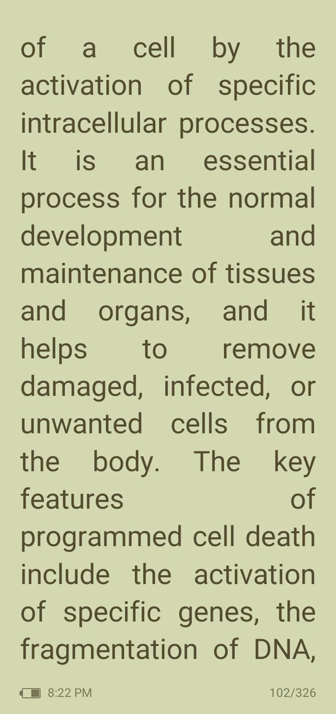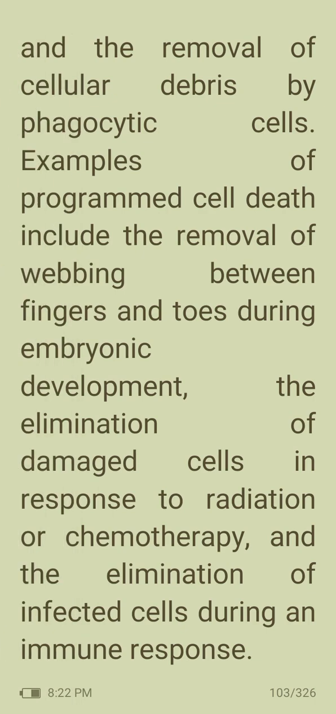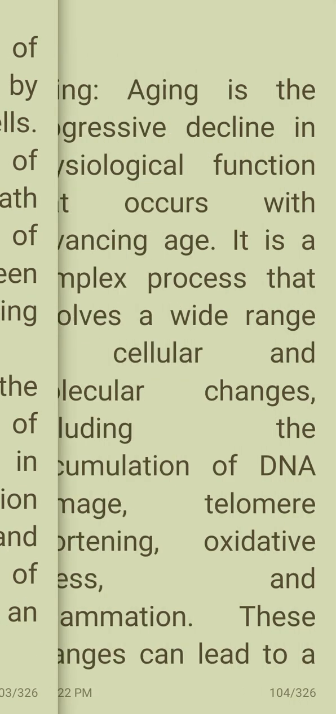The key features of programmed cell death include the activation of specific genes, the fragmentation of DNA, and the removal of cellular debris by phagocytic cells. Examples of programmed cell death include the removal of webbing between fingers and toes during embryonic development, the elimination of damaged cells in response to radiation or chemotherapy, and the elimination of infected cells during an immune response.